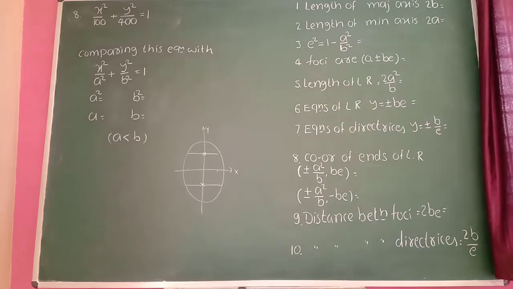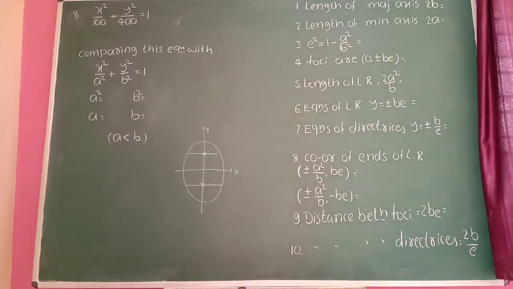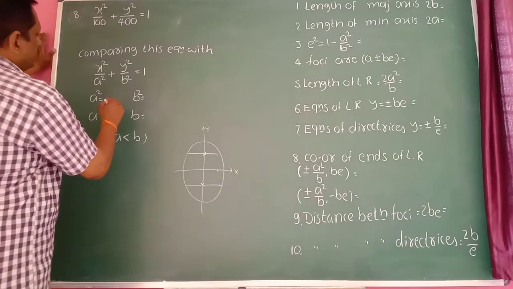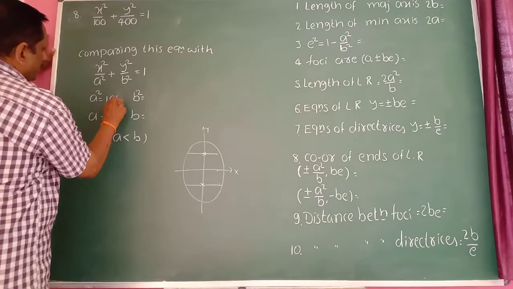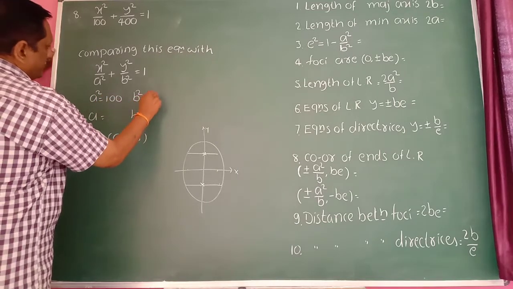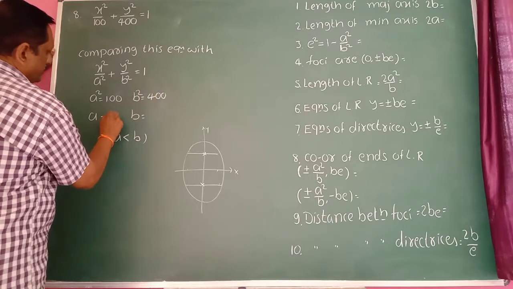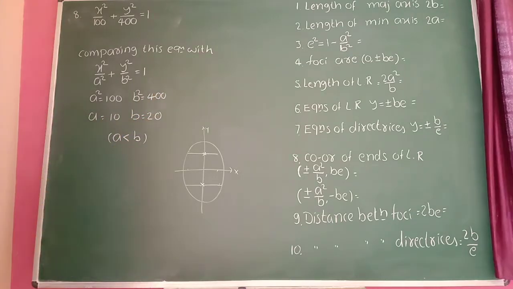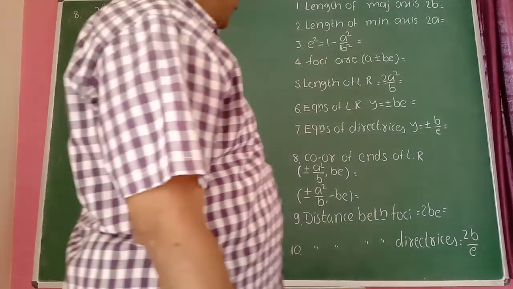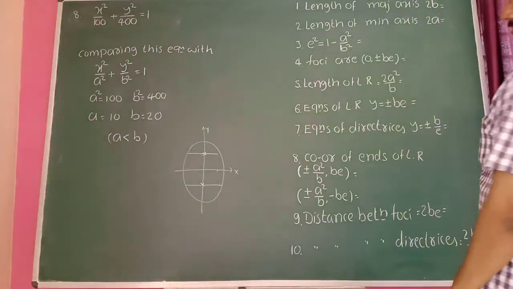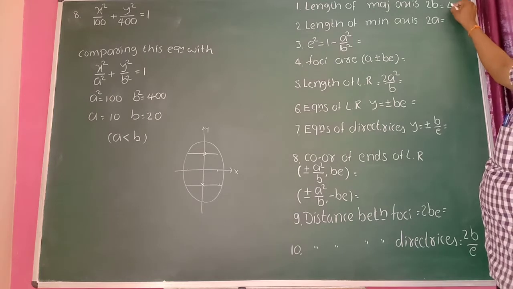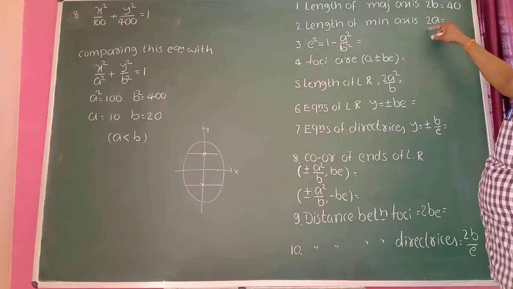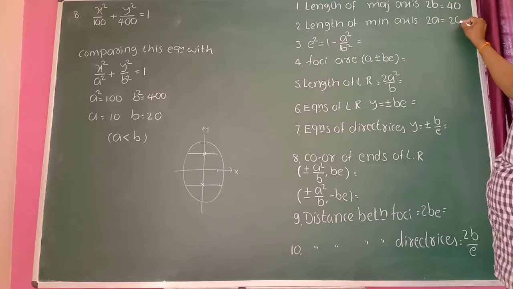x square by 100 plus y square by 400 is equal to 1. Therefore a square is 100 and b square is 400, so a is 10 and b is 20. Obviously a is less than b, therefore the ellipse is in this form. The length of the major axis 2b is 40 and 2a is 20, the length of the minor axis.